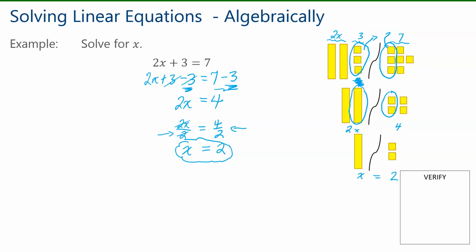Let's verify. 2x plus 3, circle 7. In place of the x, we put what we found x to be, 2 plus 3, 7. Order of operations, we must do 2 times 2 first, which is 4. 4 plus 3, and 4 plus 3 is indeed 7. 7 equals 7. X equals 2 is our solution.